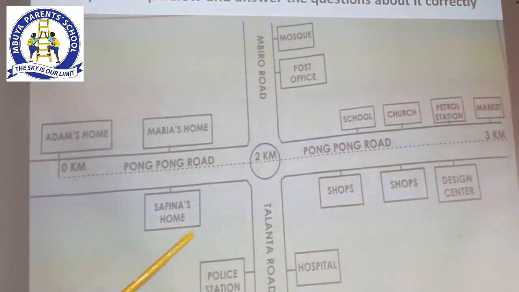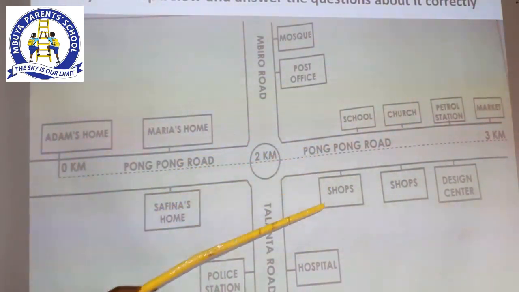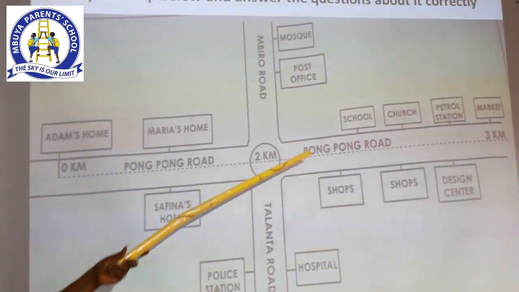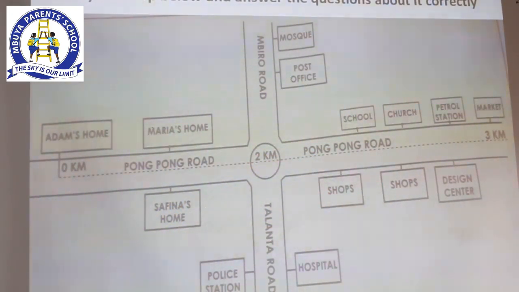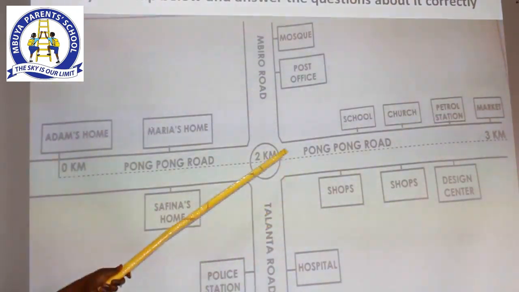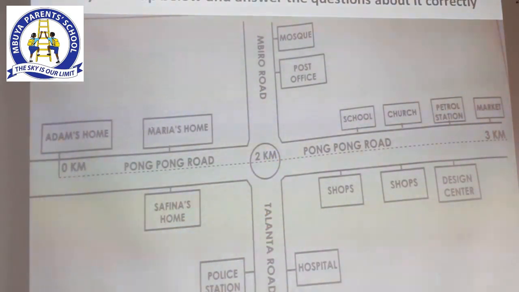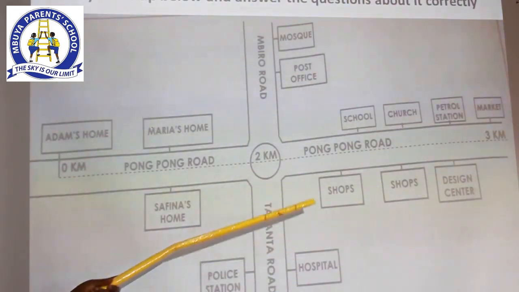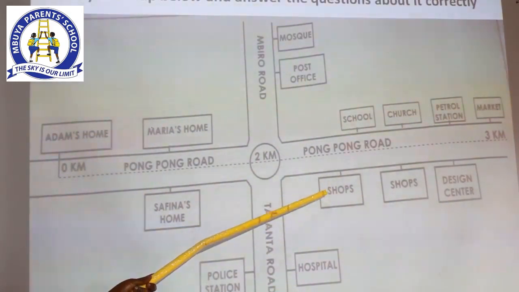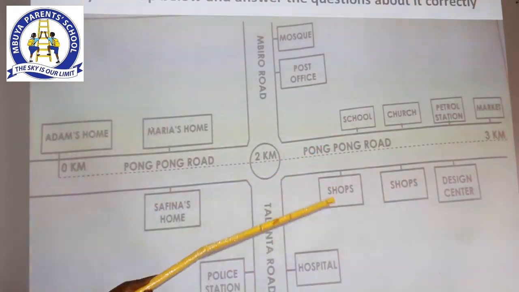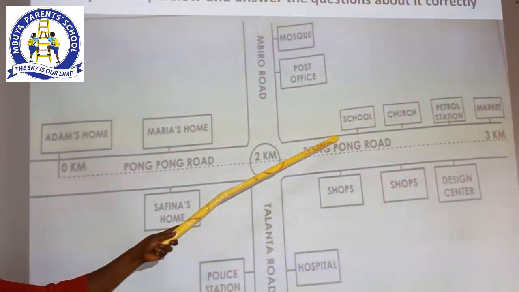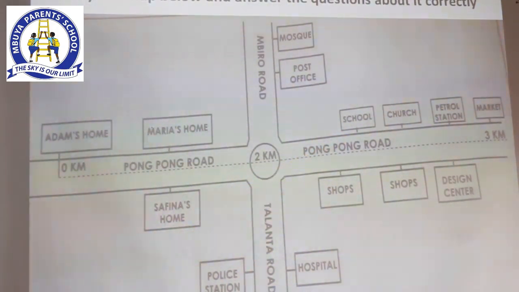We also want to see which building is opposite the school. Somebody to tell us? Is it the design center which is opposite the school? Is it the hospital which is opposite the school? Somebody to help us? It is the shops. The shops are opposite the school.